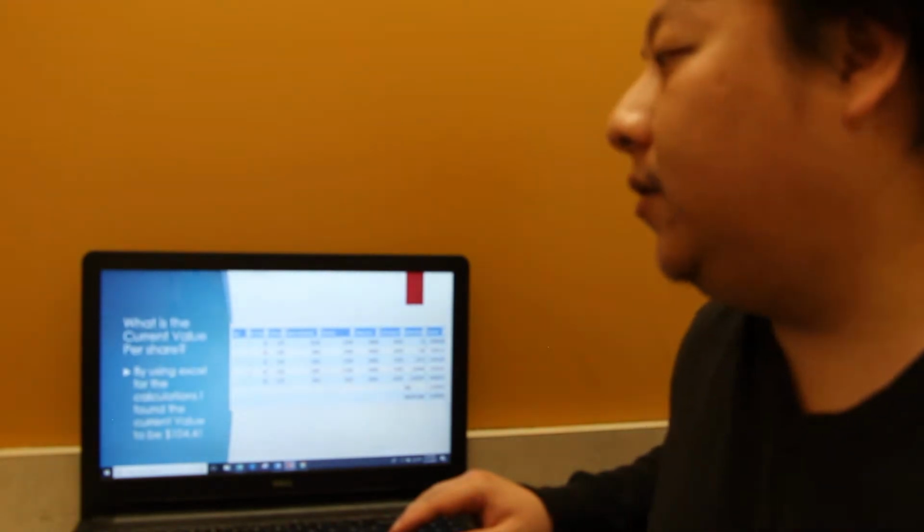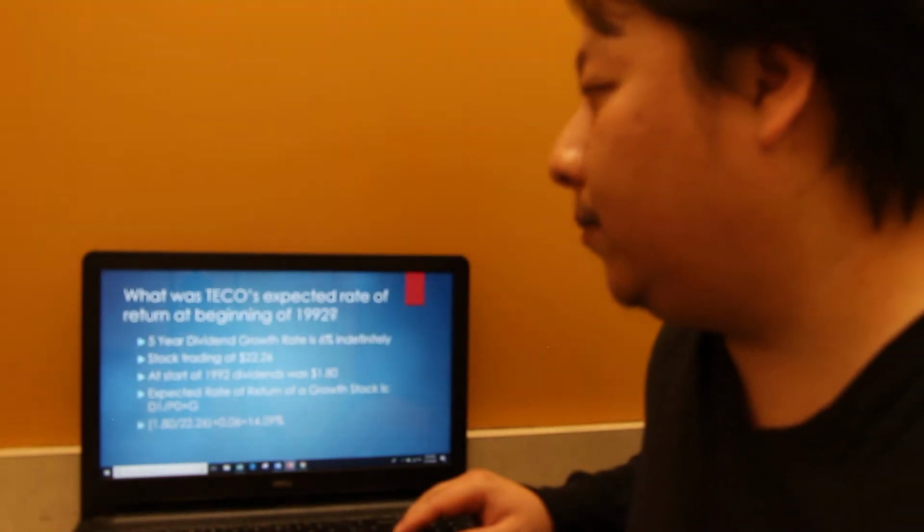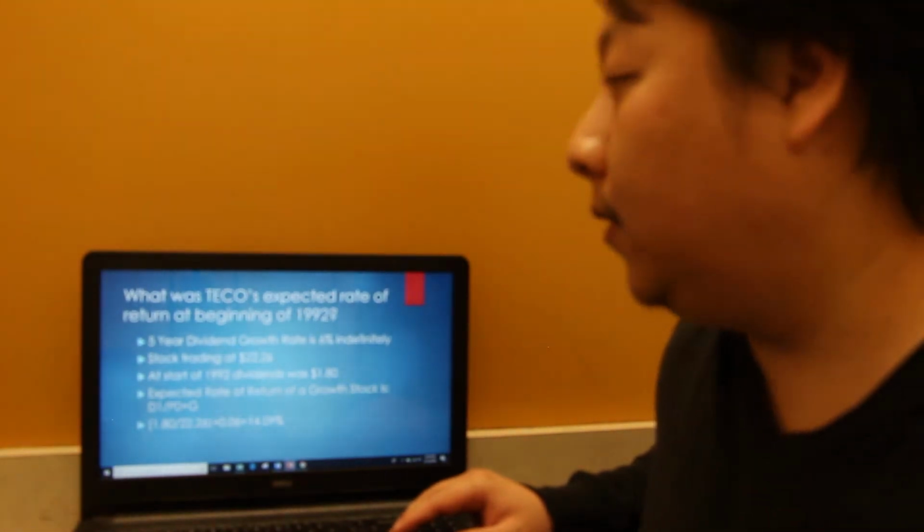What is the current value per share? By using Excel and running the calculations given to us, I found the current value to be $104.41. What was TECO's expected rate of return at the beginning of 1992?